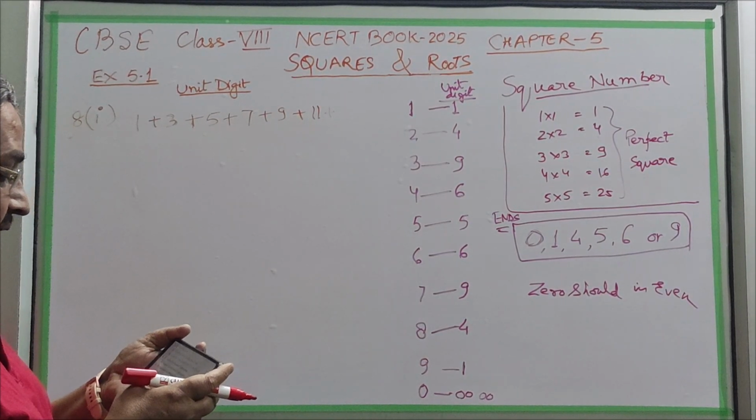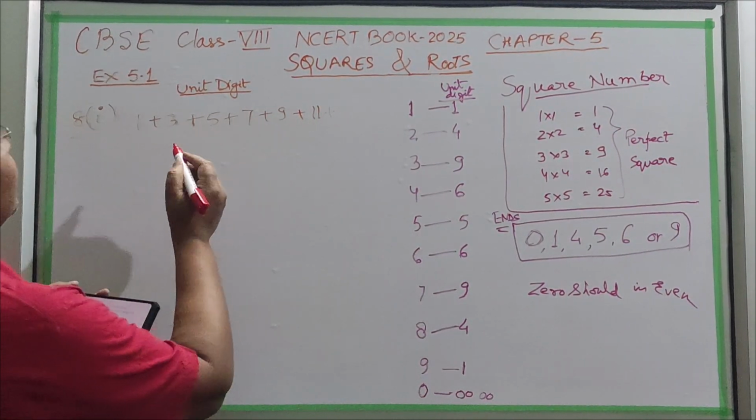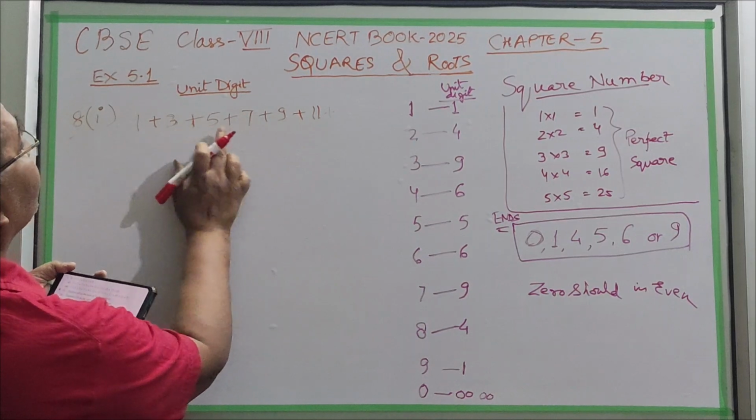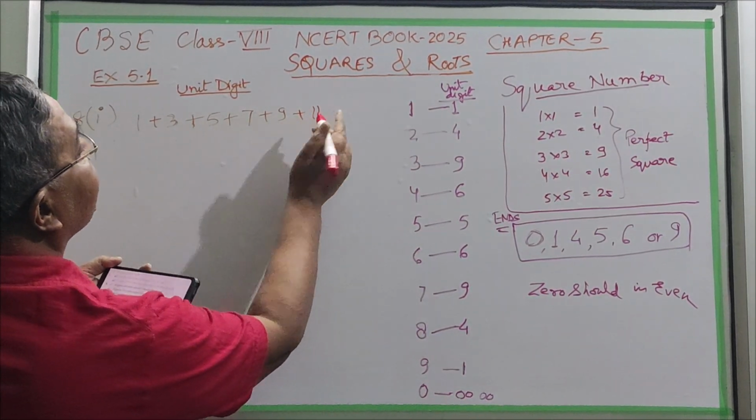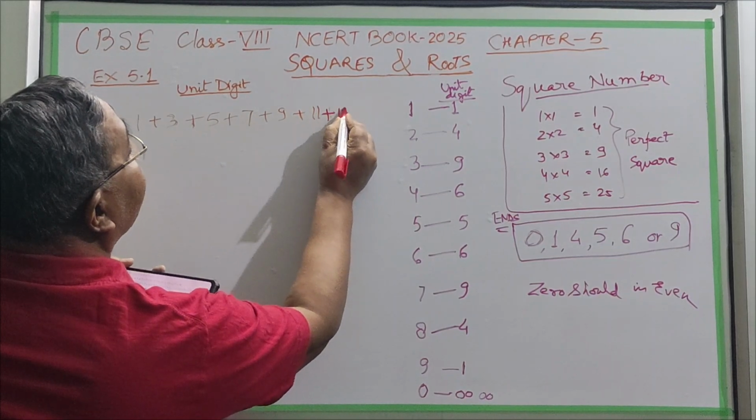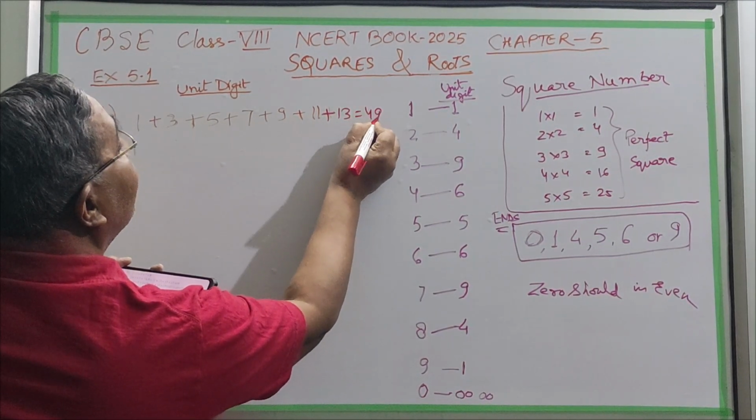Express 49 as the sum of 7 odd numbers. 7 odd numbers: 1, 3, 5, and so on. 1, 2, 3, 4, 5, 6, 7, that is 7 odd numbers. The sum of 7 odd numbers will become 49.